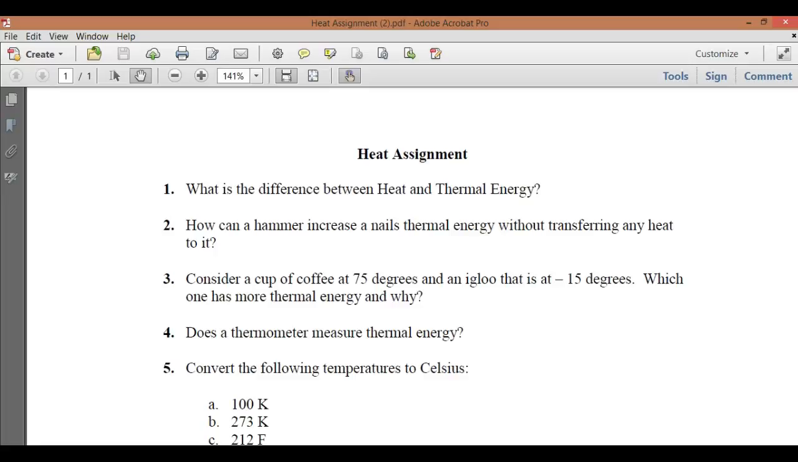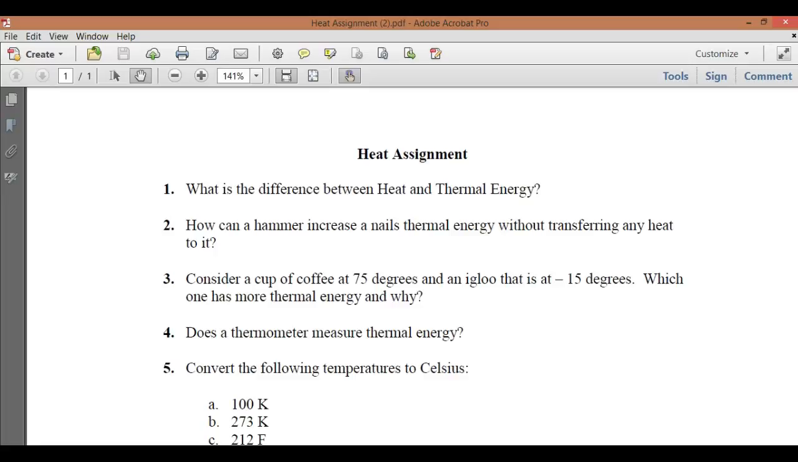In order to use that definition, though, you have to be able to understand what thermal energy is. There's two parts to understanding thermal energy. What are those two parts? Do you remember your particle theory? Okay, so everything is made up of particles. So in order to have thermal energy, you have to have particles in your substance.